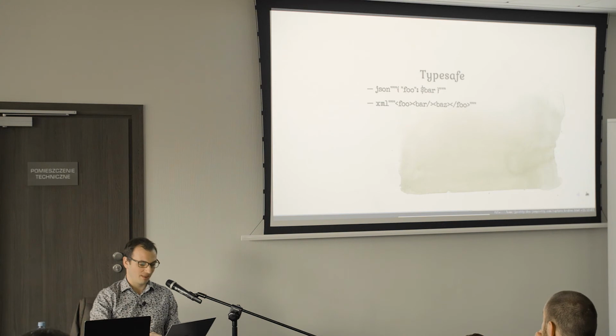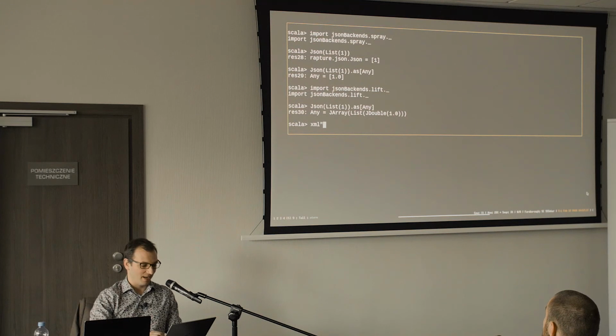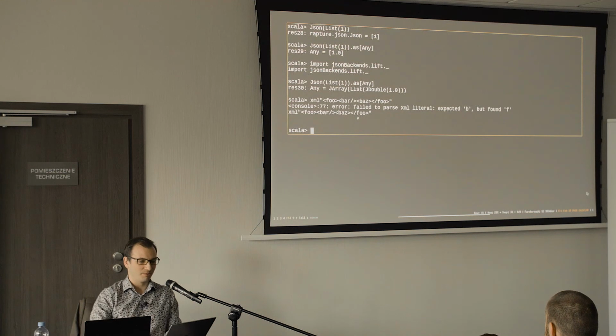Here's an example with XML. This isn't so much type safety, this is more parse safety. Can anyone see a problem with this? Bar does not have a closing tag. Let me show you what happens. If I write XML, what was it, foo bar, it was like that, wasn't it? Failed to parse. This is compile time. This tells you before anything else happened, before you've even tried to run this, that this will not work.